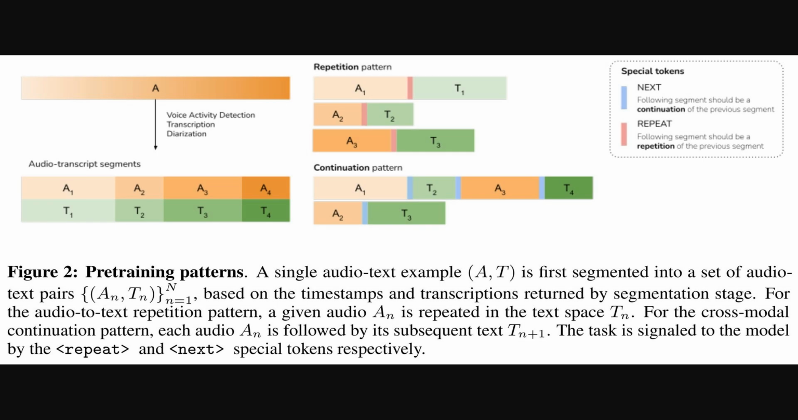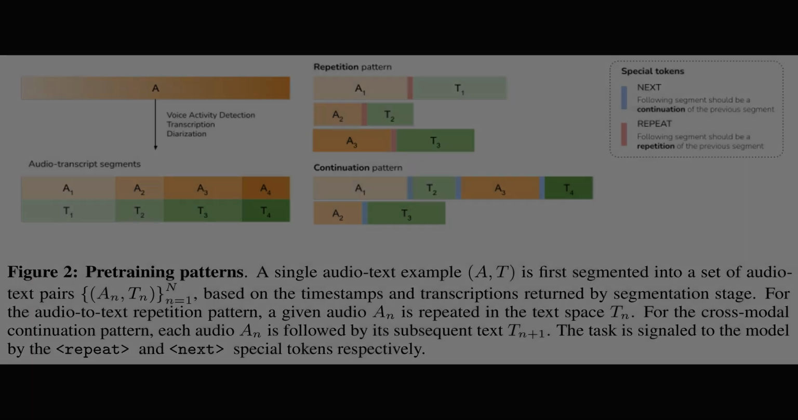Okay, so how do you actually teach a model to understand both audio and text like this? This diagram shows the clever strategy used during pre-training, which is the model's initial learning phase. They break a long audio file and its transcript into smaller, matching chunks. Then, they teach the model using two patterns. One is a repetition pattern, where the model learns transcription by matching an audio chunk to its exact text. The other is a continuation pattern, where it learns context by predicting the next text chunk. Balancing these two was essential.